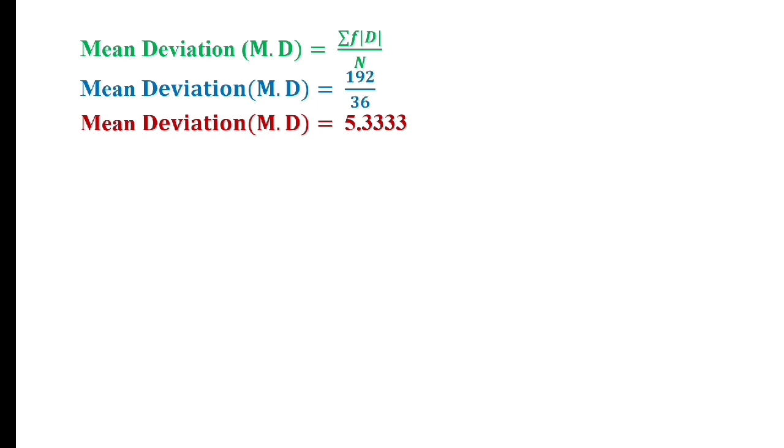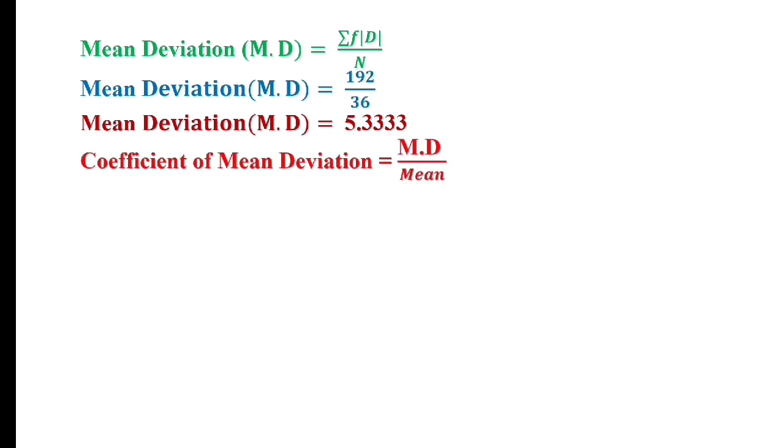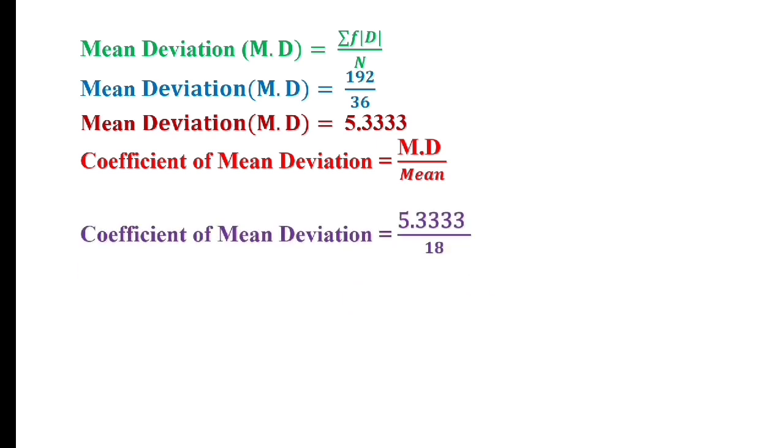So the coefficient of mean deviation equals mean deviation divided by mean. Then we can follow that. 5.333 divided by 18. Simplifying, we get the coefficient of mean deviation 0.2962. This is the mean deviation found through the mean. Now we are going to study mean deviation from median.